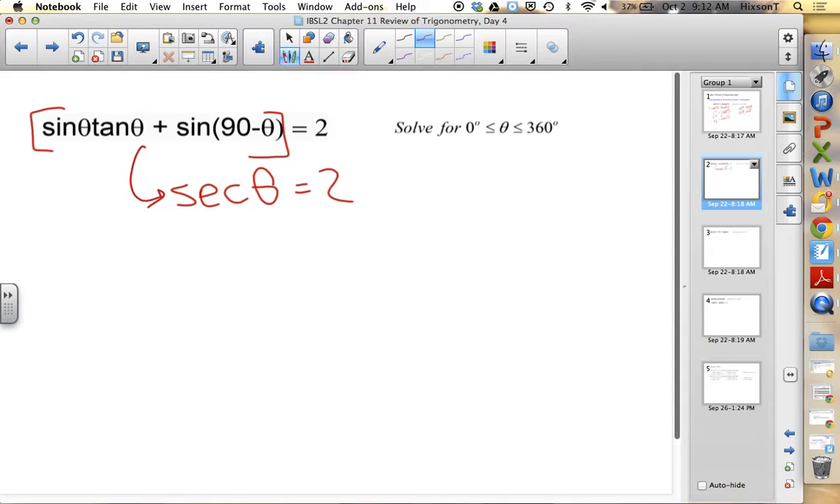Alright, so it has the exact same solution as the last problem. This is 1 over cosine, right? So that means that cosine equals 1/2. This one only has half the solutions of the last one, because it's not plus or minus. So what solutions do we have? 60 and 300. 60 and 300, good.